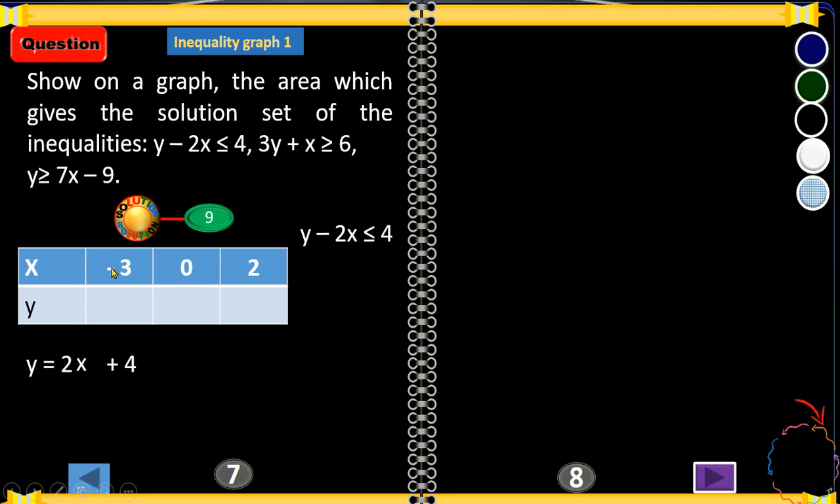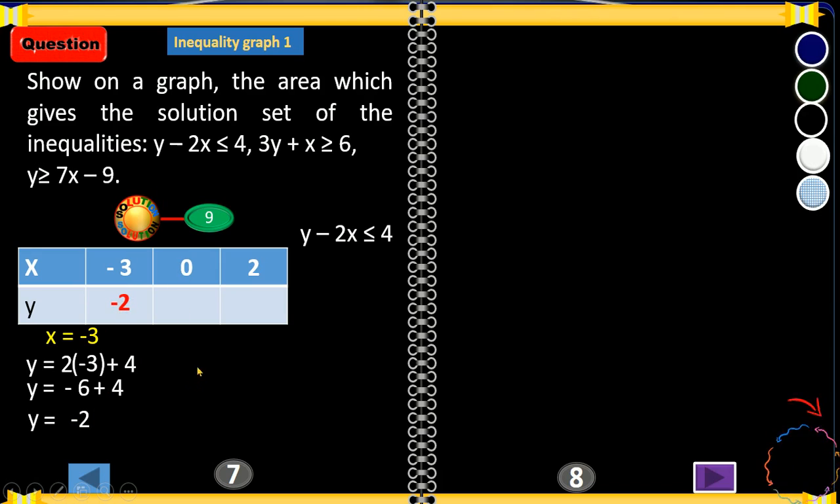Now we choose our points. You are free to choose any 3 points of your choice. These 3 points are my choice, and there's no reason for that. If x is equal to minus 3, we replace x with minus 3, and then we simplify. y is equal to minus 6 plus 4. Final simplification, y is equal to minus 2.